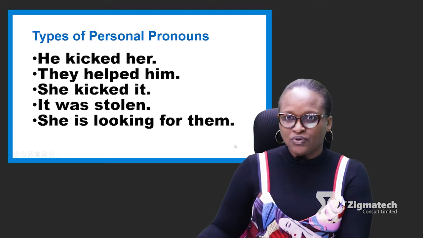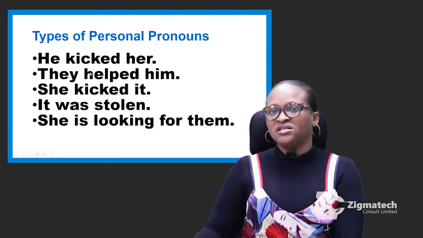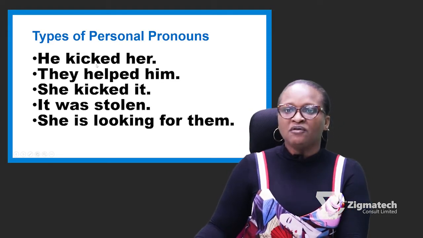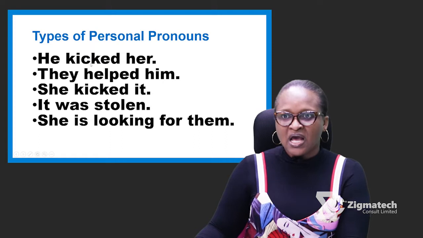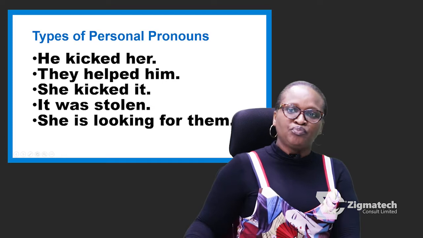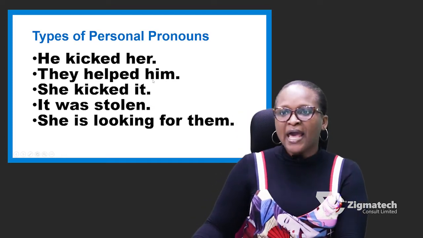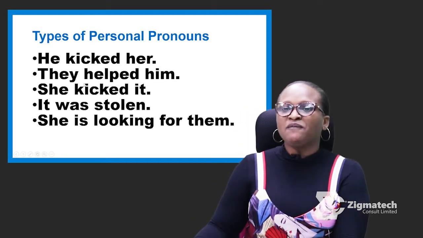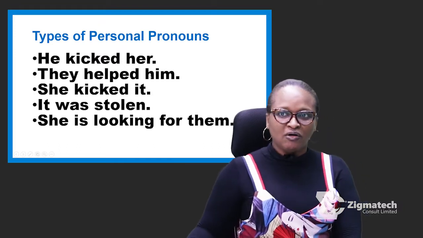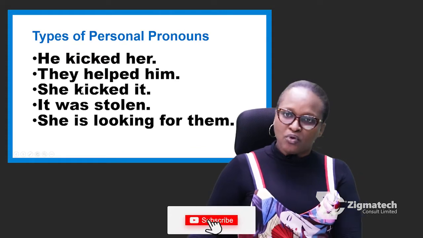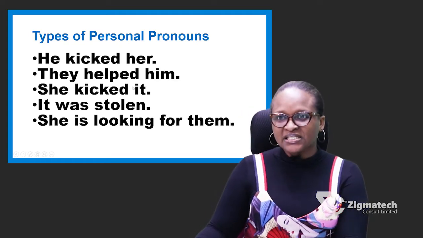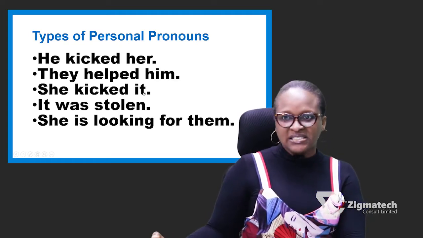Now let's look at these examples. He kicked her. He is the subject personal pronoun under the third person, functioning as the doer of an action, and the receiver is her, which is the object personal third person pronoun. We have they helped him. They is another third person pronoun as a subject, and him is the object, or the object under he for the third person pronoun. She kicked it.